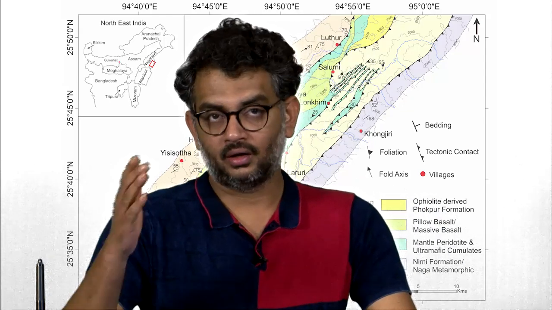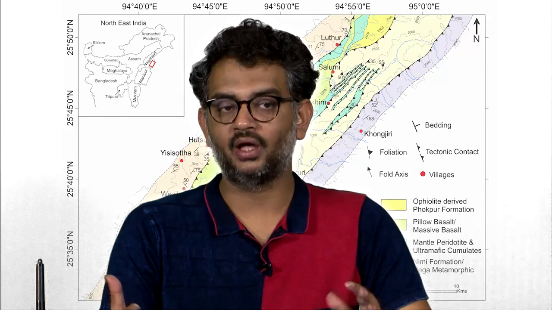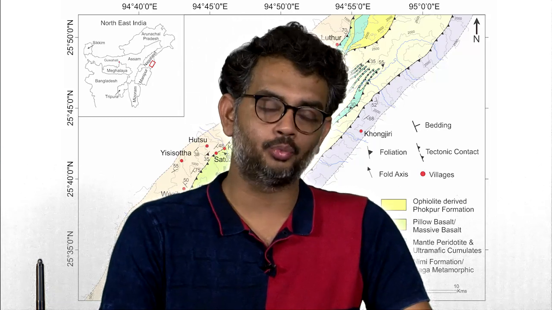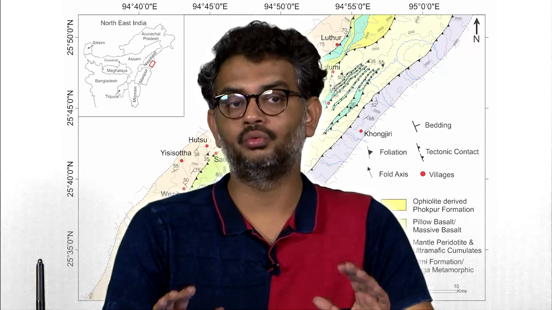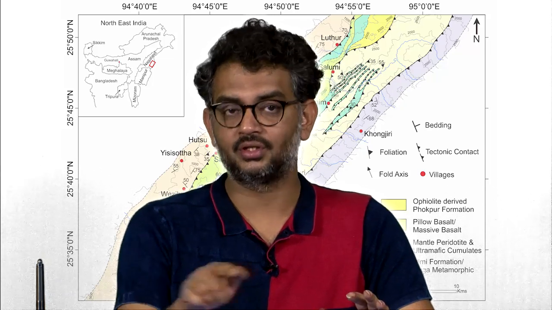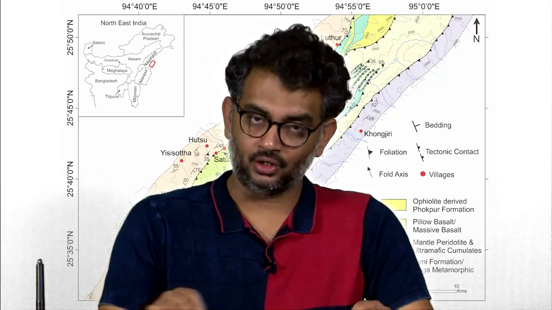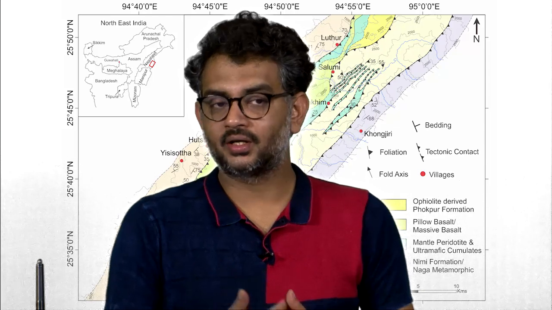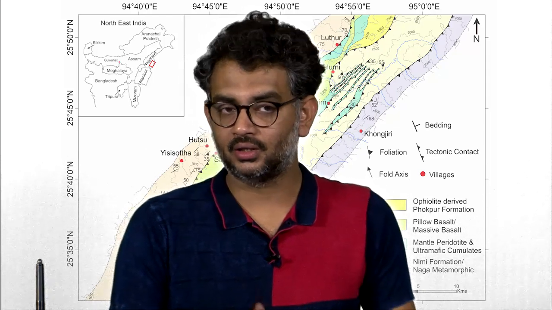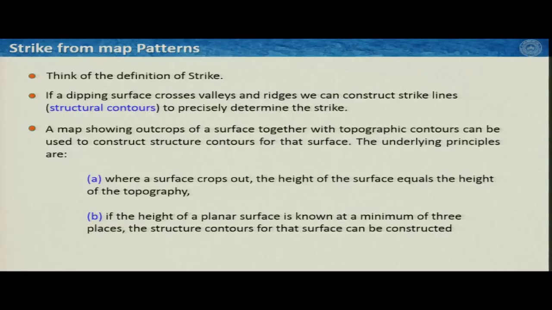So, from that idea of the definition of strike, we actually can construct on the topographic map, even if we do not go to the field, if we have this intersection line on the topographic map of a bedding plane, then we can construct something known as structural contour. So, if a dipping surface crosses valleys and ridges, we can construct strike lines, which are known as structural contours, to precisely determine the strike.